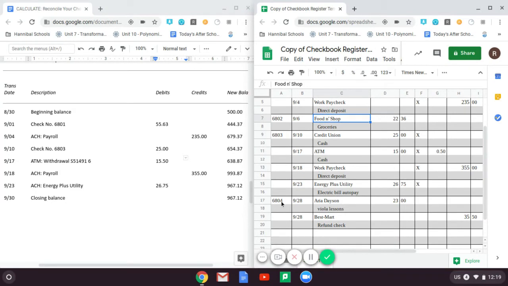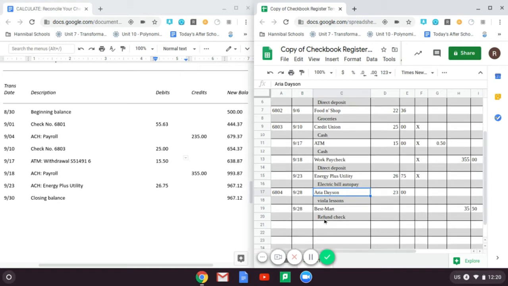Okay, same with check 6804 for Aria Dawson. Some music lessons. Viola. That's right. I forgot how to say that for a second. Viola lessons. She was paid $23. That was a check. So that just means she has not gotten around to cashing it yet. Okay, that check, again, it's outstanding. That means it has not cleared in the bank account.